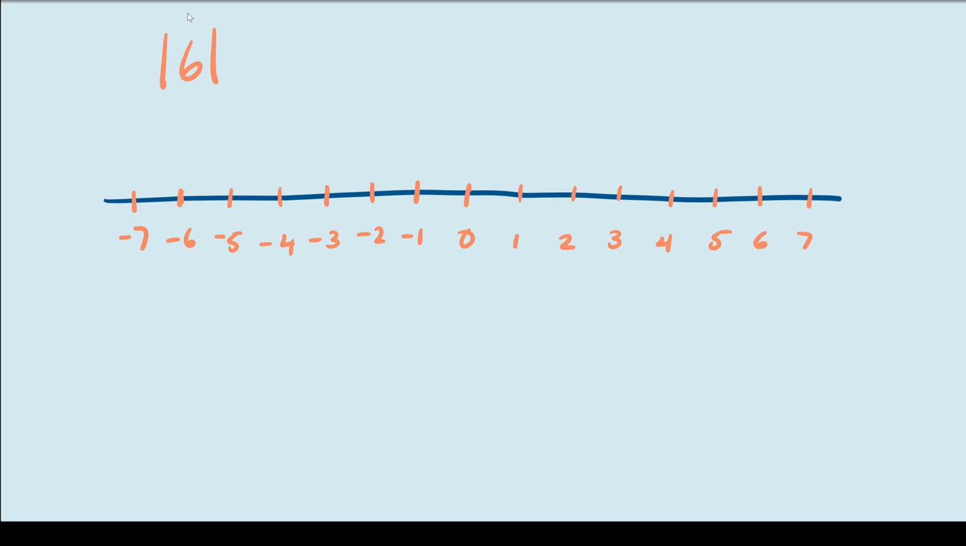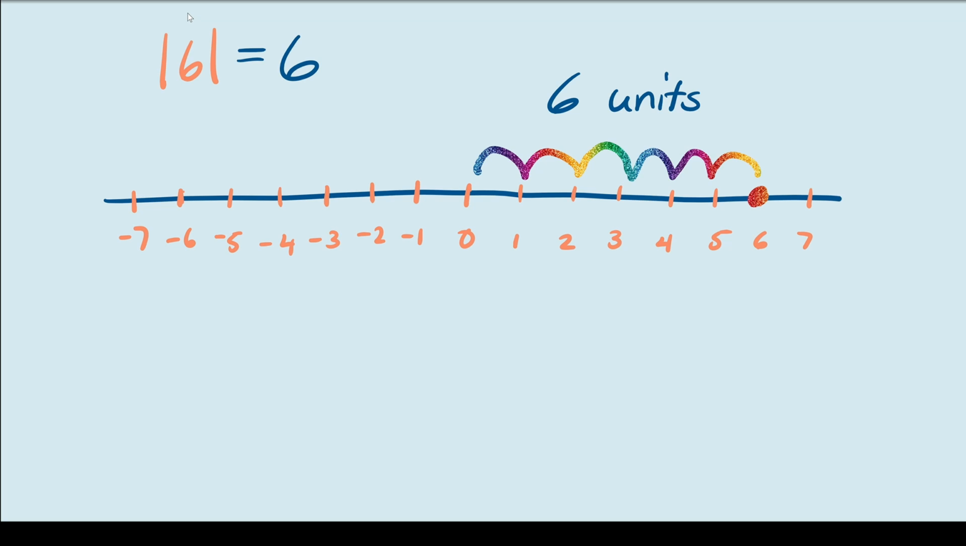Now let's try the absolute value of 6. 6 is over here on the number line, and we need to move over 1, 2, 3, 4, 5, 6 units. So that means the absolute value of 6 is 6.